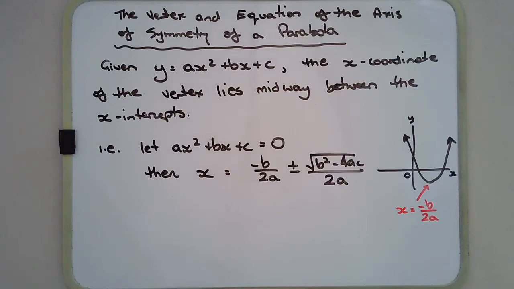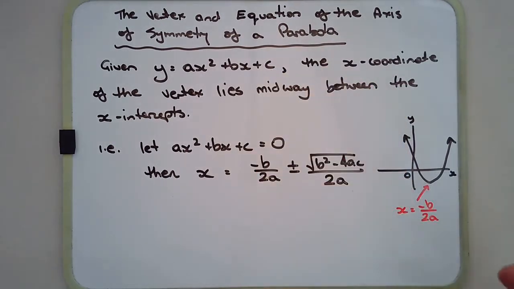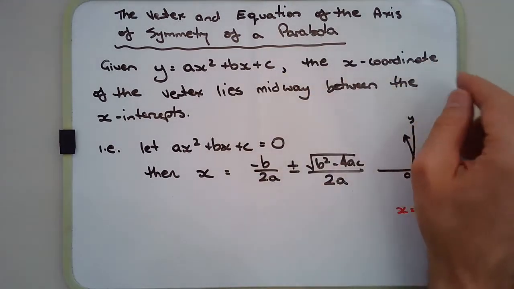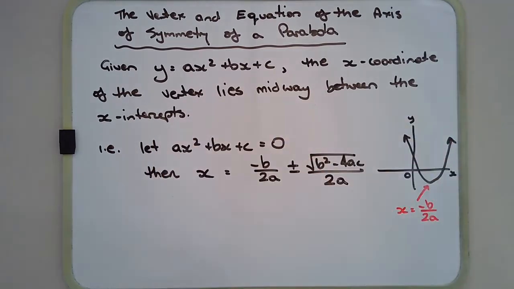In this video, we're going to look at the vertex and equation of the axis of symmetry of a parabola. Given y equals ax² plus bx plus c, this is the general form of the equation of a parabola. The x-coordinate of the vertex lies midway between the x-intercepts.